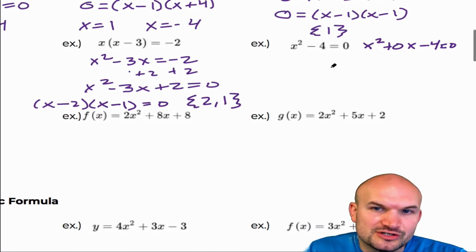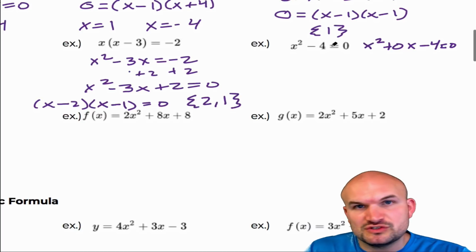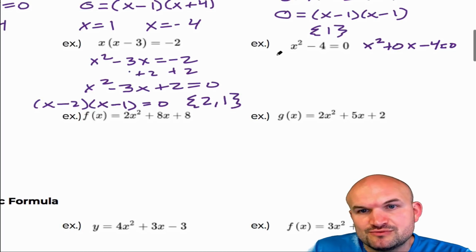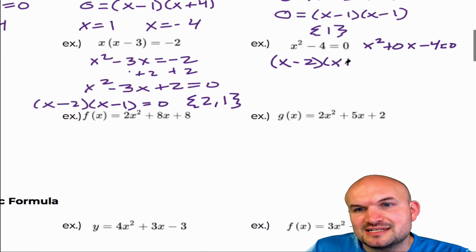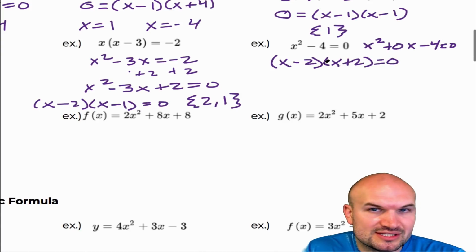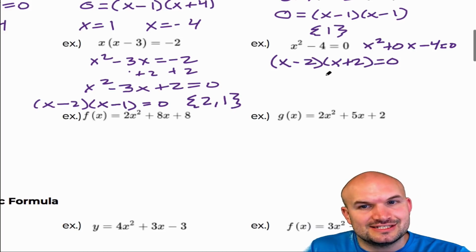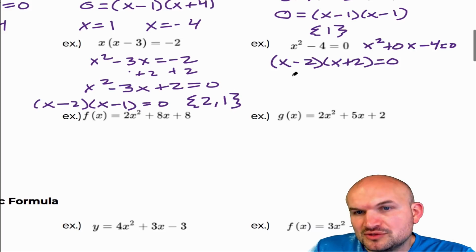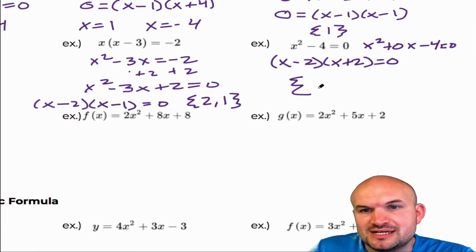Or you could also understand that this is a difference of two squares, so we can factor it using that special factoring technique, which can rather quickly be written as x minus 2 times x plus 2 is equal to 0. And again, if you multiply that out, you notice that the middle terms with the x's are going to add to 0. So now I can set them both equal to 0 and solve, and you can see my solution set is going to be plus or minus 2.